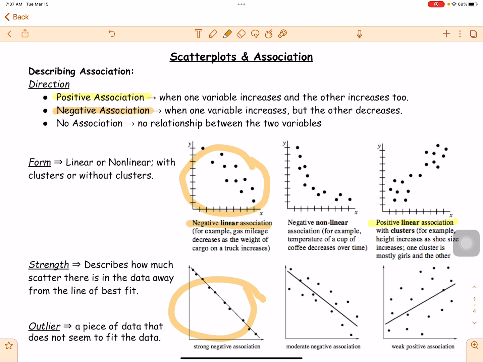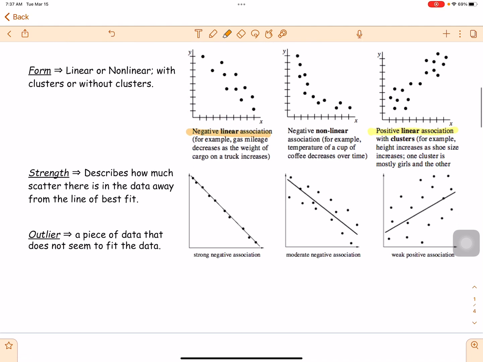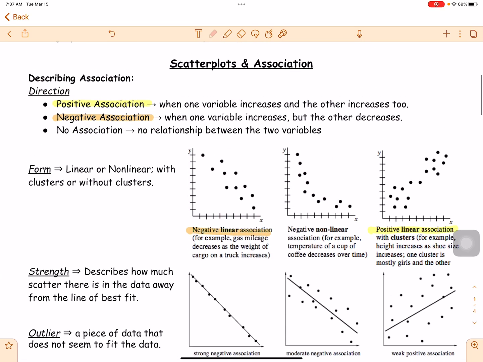Okay? And whenever there's no association, which I don't think there's actually a picture here for that, we did take notes on all of these, so I'll draw a little one here. It's basically like your data is all over the place, and the two variables you're looking at do not affect the other. So something like the size of my shoe and my grades in school. Those two things have nothing to do with the other, so there would be no association.